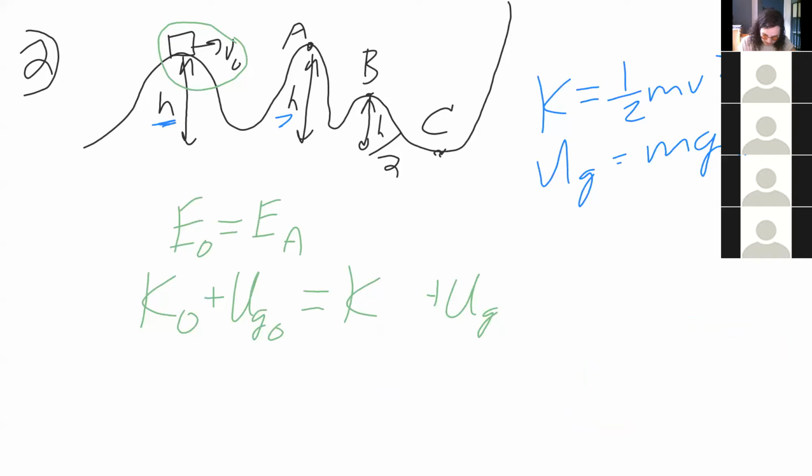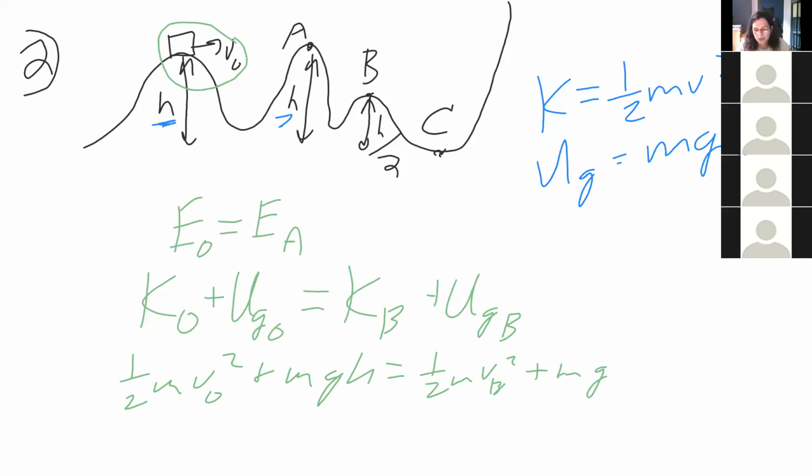So the other point that they're going to ask us to do is, for instance, to relate it to point B. At point B, again, we have a half mv initial squared plus mgh. That's just for the initial. That'll always be on the left-hand side. On the right-hand side, you have a half mv sub B squared plus mgy. What is our y at point B? The y at point B is actually h on 2.